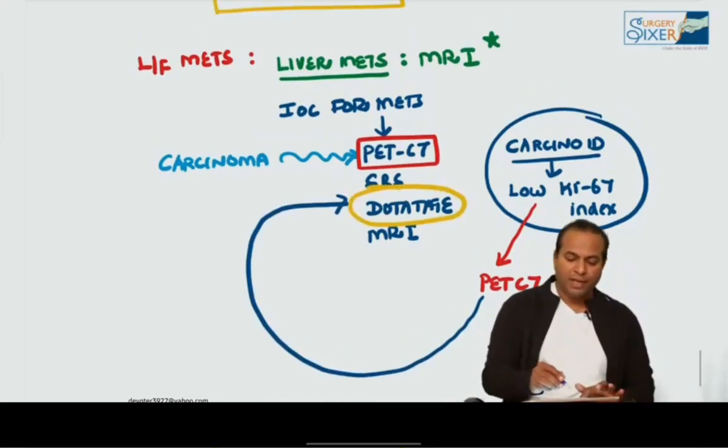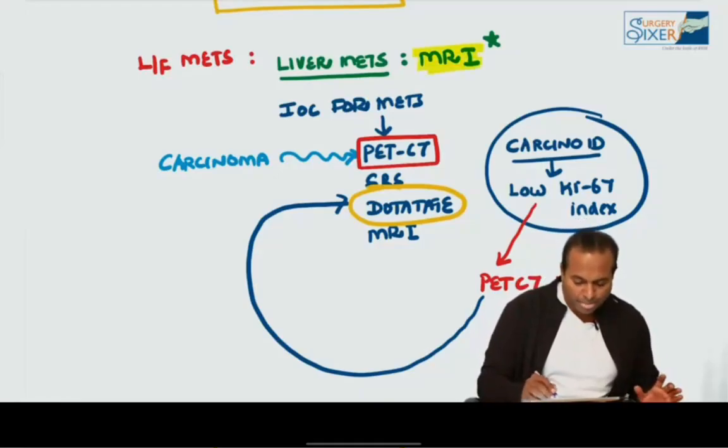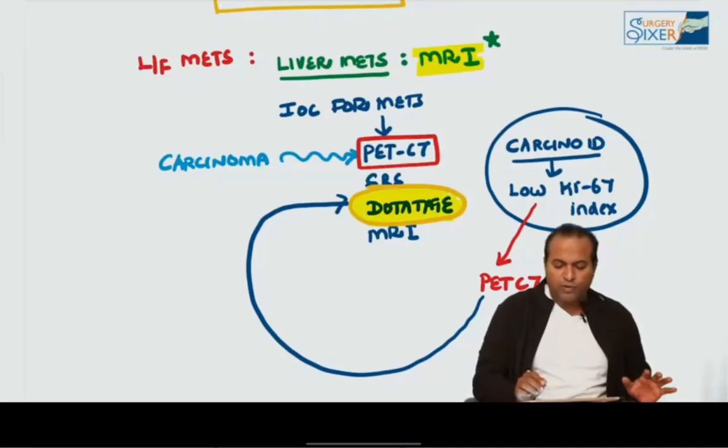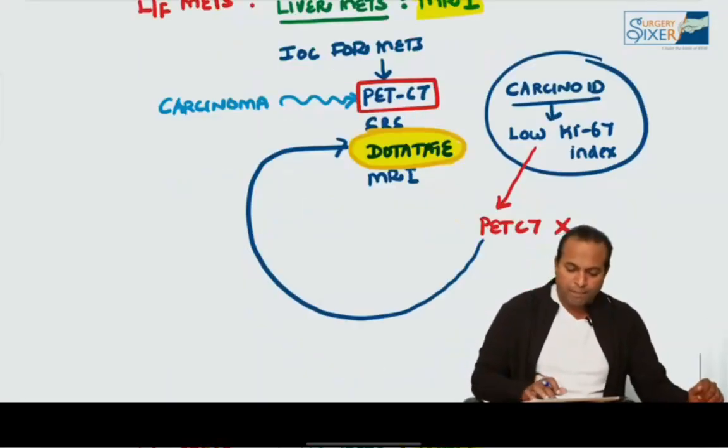High yield MCQ, for example: if they ask you the investigation of choice for carcinoid liver mets, you can go for MRI. But if they ask you the investigation of choice for overall mets, it is DOTATATE, and PET-CT is not useful for carcinoid tumors. Please don't forget these points in investigation.